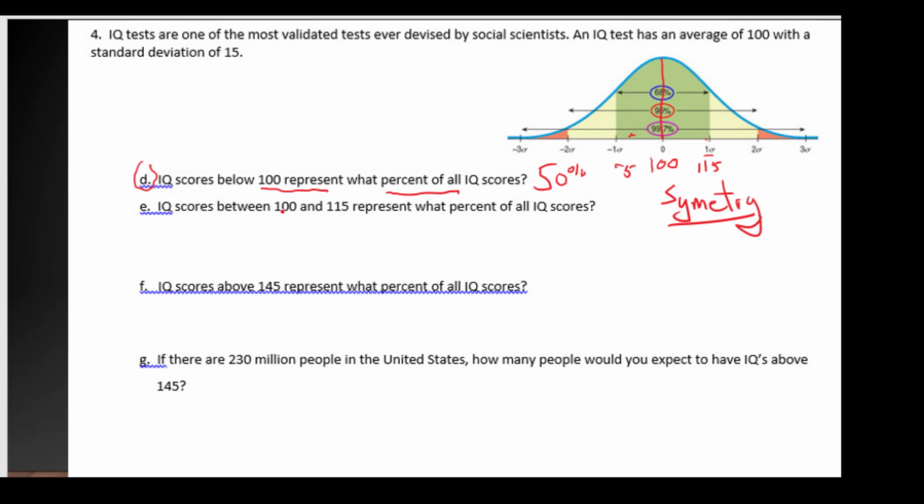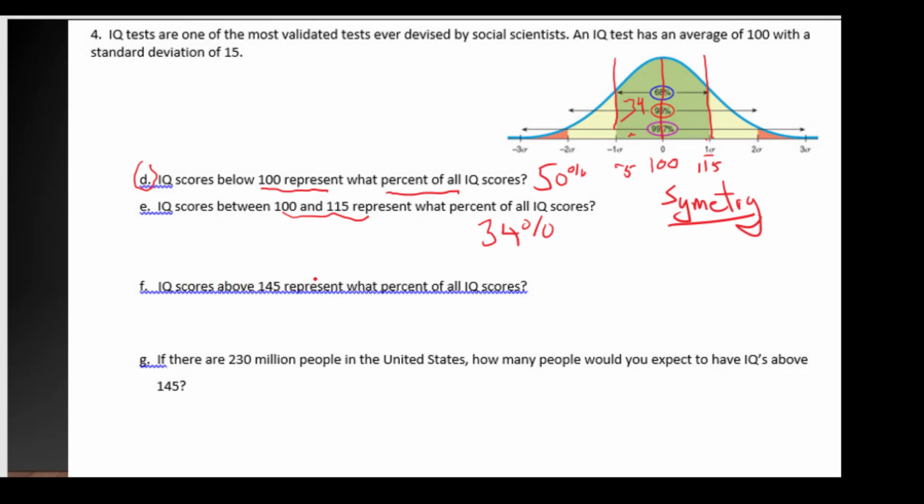Scores between 100 and 115 represent what percent of all IQ scores? Well, this is the 68% rule right here, right? Between here and here falls 68% of all the data. So if 68% of all the data falls between there and there, that means 34% fall between 0 and -1, and 34% fall between 100 and 115.